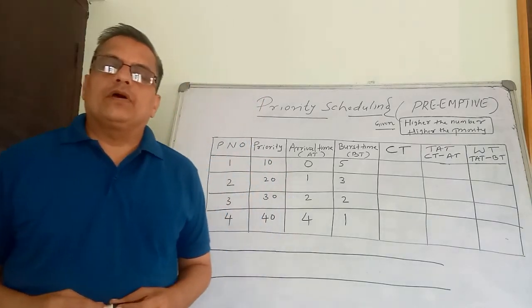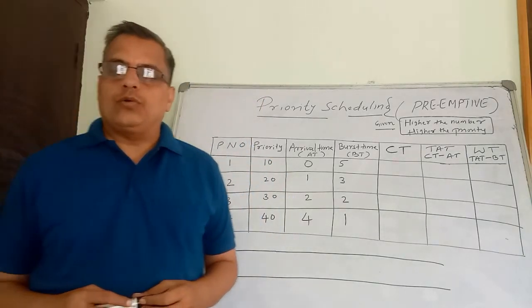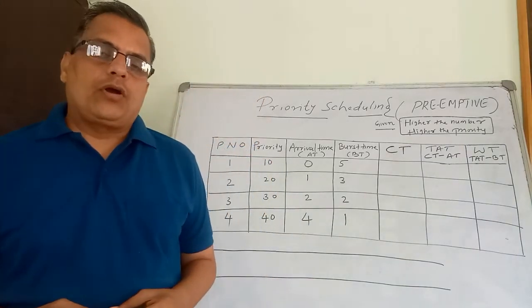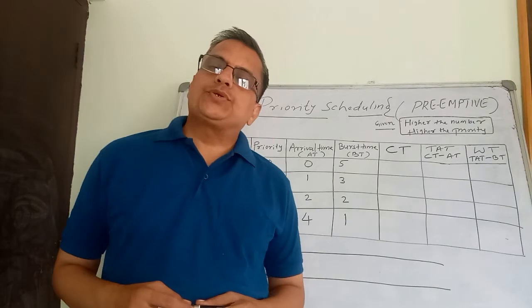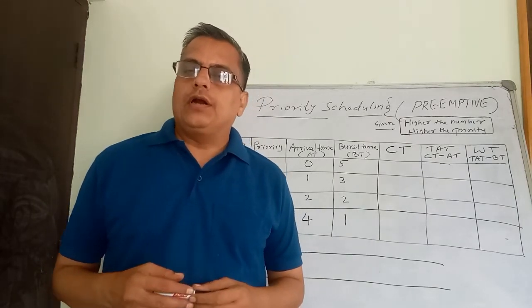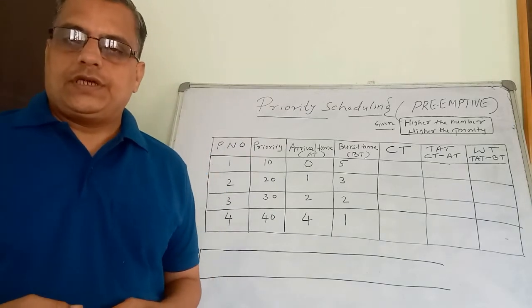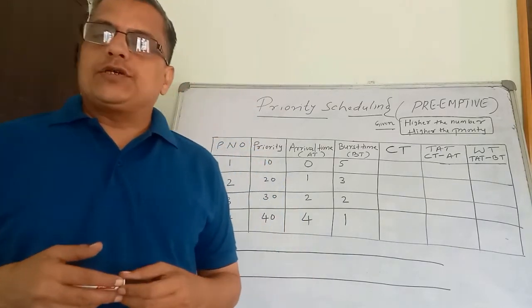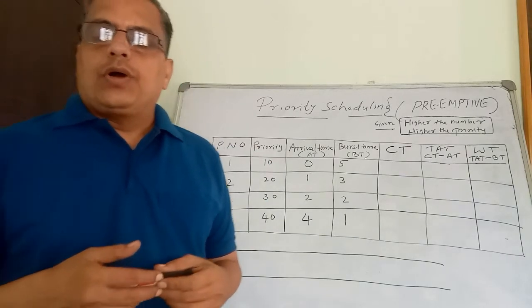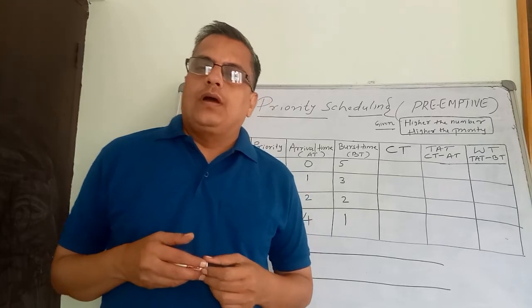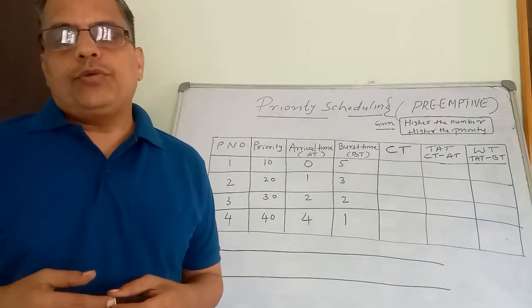Today's topic is priority scheduling algorithm. What does it mean? Priority is nothing but we are supposed to consider the priority. Priority is related with process. And the mode we are supposed to consider for this algorithm is preemptive. What do you mean by preemptive?